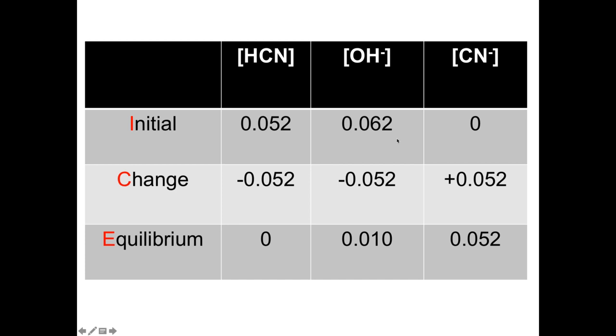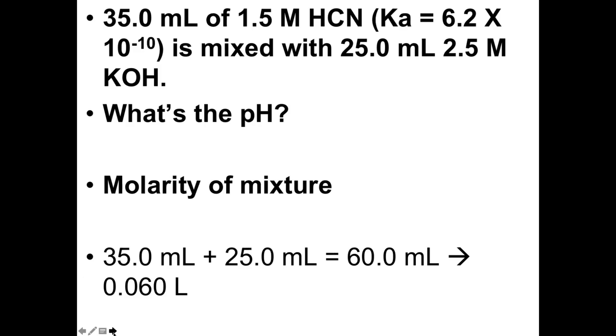Then I throw this into an ICE chart. I have the initial moles over here. I have the change of moles over here. Again, because this is a 1-to-1 ratio, I know I'm going to run out of this first. That's why I make this. This is going to be all used up to get 0. So therefore, we're going to have 0.010 OH- left. And this will be the concentration of the CN- for that.